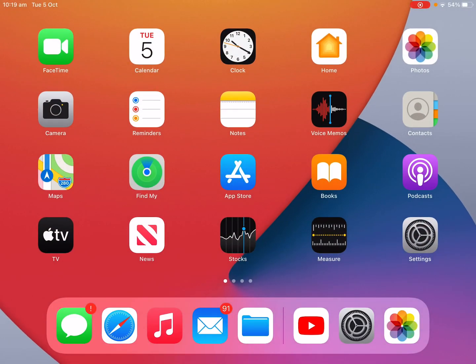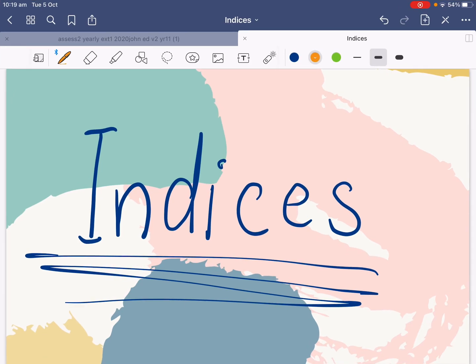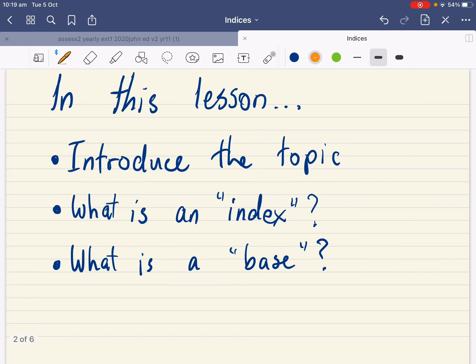As was mentioned, our first topic is indices. So for our first lesson, what are we going to cover? It's going to be pretty basic, to be honest. We're just going to introduce the topic, talk about what is an index, what is a base, just the absolute basics of this topic. It will be a very simple introductory type lesson, more of a warm-up really than anything else. All right, so let's begin.